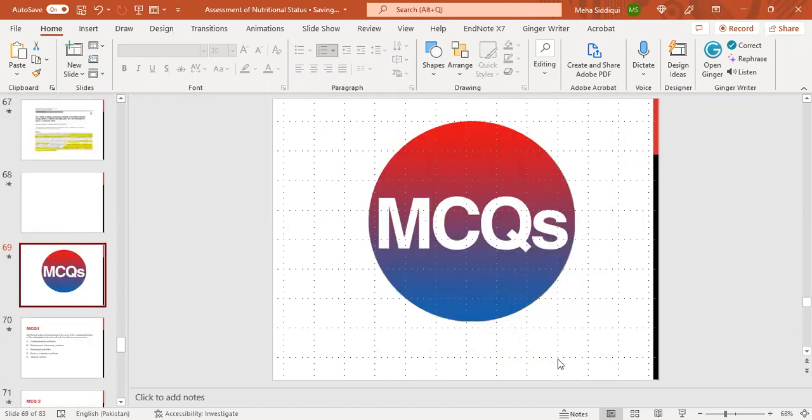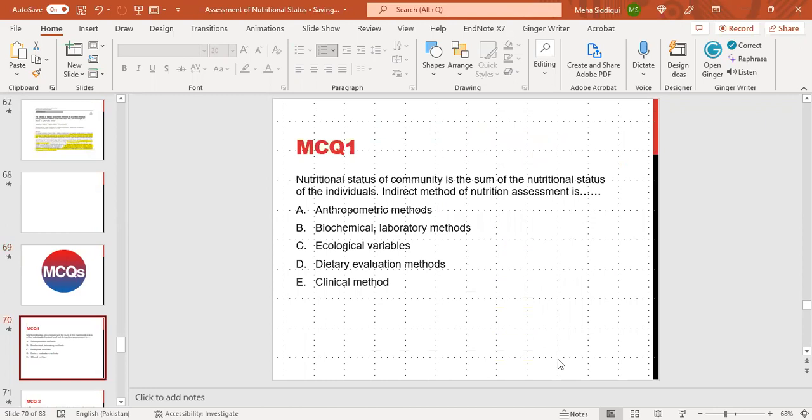Now coming on to MCQs. MCQ number 1. Nutritional status of the community is the sum of the nutritional status of the individuals. Indirect methods of nutritional assessment are anthropometric methods, biochemical laboratory methods, ecological variables, dietary evaluation methods, and clinical methods.